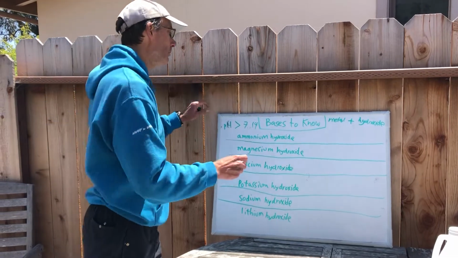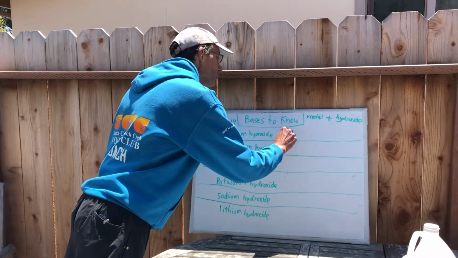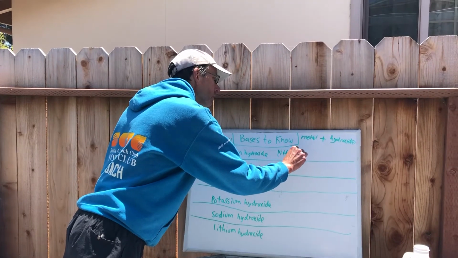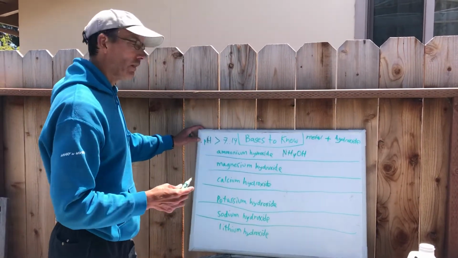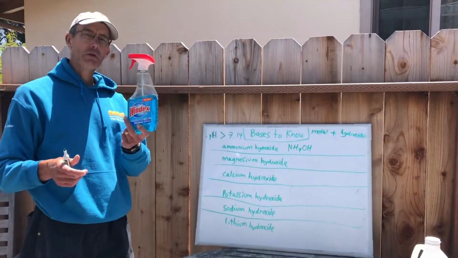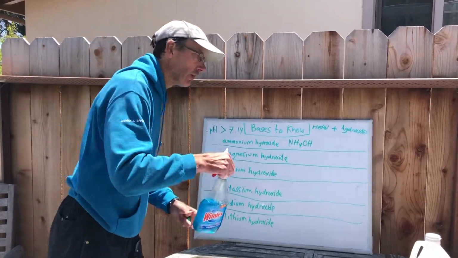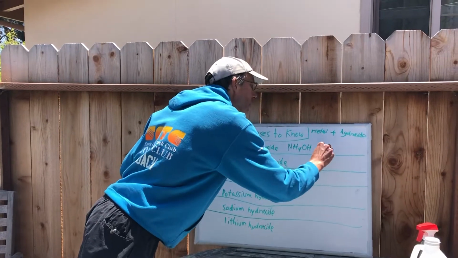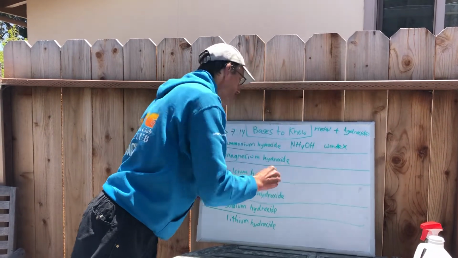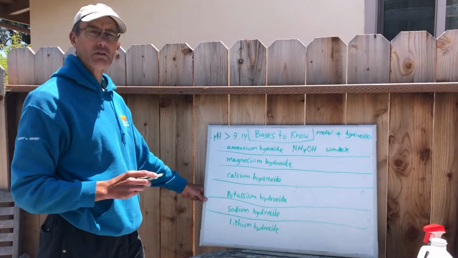So ammonium hydroxide is NH4OH, and that would be this stuff here. Basically, this is ammonium hydroxide, window cleaner. Windex. And we have magnesium hydroxide.